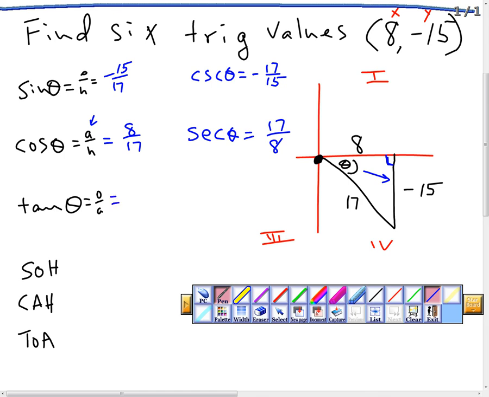Okay, how about tangent? Travis? Negative 15 over 8. Good. Opposite over adjacent. And what's the reciprocal identity for tangent? Negative 8 over 15. Okay, and what do you call that? Just think of tangent with a C, cotangent. All right, and that's your 6 trigonometric identities right there. All right, questions with that?